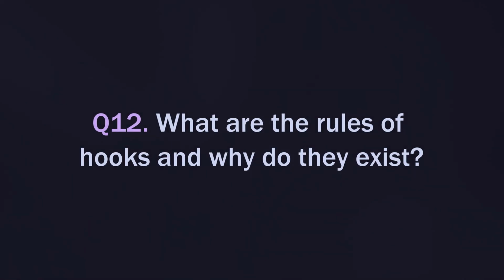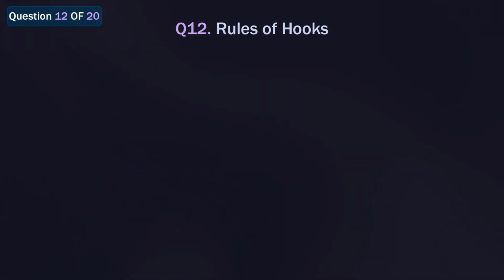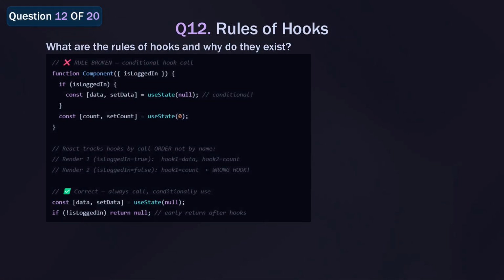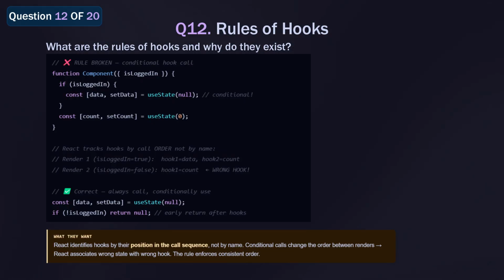What are the rules of hooks and why do they exist? Two rules. First, only call hooks at the top level, never inside conditions, loops or nested functions. Second, only call hooks from React functional components or other custom hooks. The reason: React identifies hooks by their call order. Every render must call hooks in exactly the same sequence. If you conditionally call a hook, the call order changes between renders and React associates the wrong state with the wrong hook.